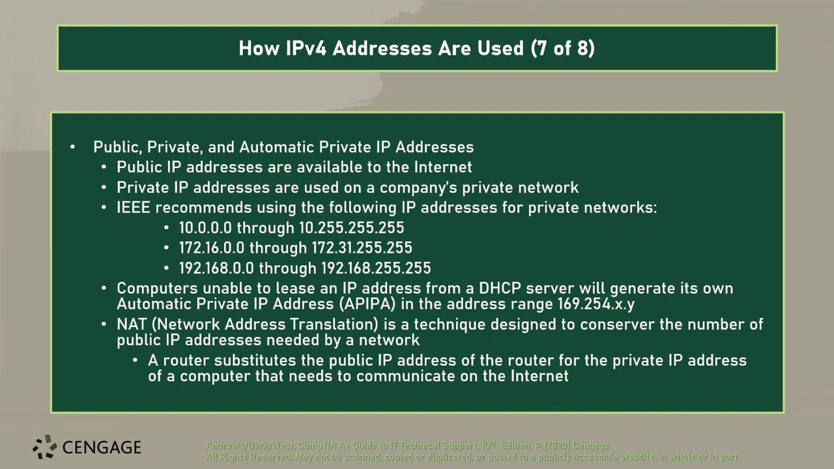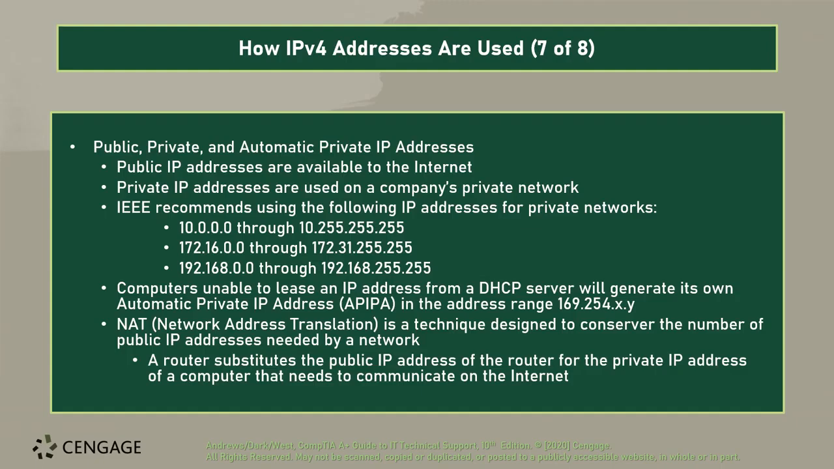192.168.255.255. Now, computers that are unable to lease an IP address from this server type will generate their own APIPA address, automatic private IP, in the address range 169.254.x.y, meaning that there's going to be something in those last two octets, but if it starts with 169.254, you know that it is an APIPA address. This means that it's going to have an address so that it can be identified on the network, but has not been assigned an address correctly by a DHCP server. So that means it'll have its own address, but it may not have, for example, a default gateway to be able to send traffic out to the internet.